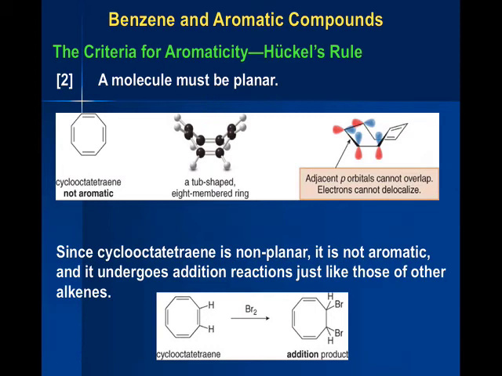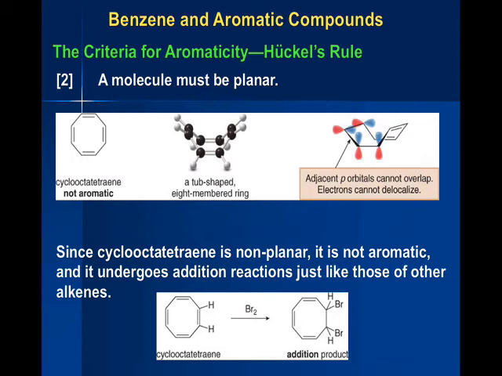Because it has this tub shape, the orbitals cannot overlap. Even though it is cyclic, it is not planar. And since it is not planar, even though every atom has a p orbital and it is cyclic, it does chemistry like you would expect. If I take cyclooctatetraene and I throw bromine into it, I get the addition product. My bromine color goes away. It does what I would expect it to do.